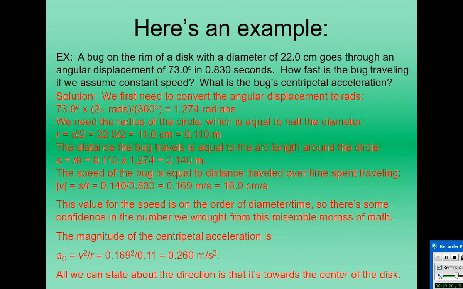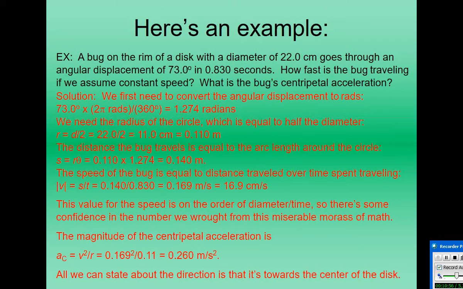To do this problem, we need to first find the radians. 73 degrees, we multiply by 2 pi, and we divide by 360 to get the number of radians. In this case, 1.274 radians. Now, to put this into context, 1 radian is almost 60 degrees. So 73 degrees being a little bit more than 60, 73 degrees ought to be a little bit more than 1 radian. So 1.274 radians seems reasonable.